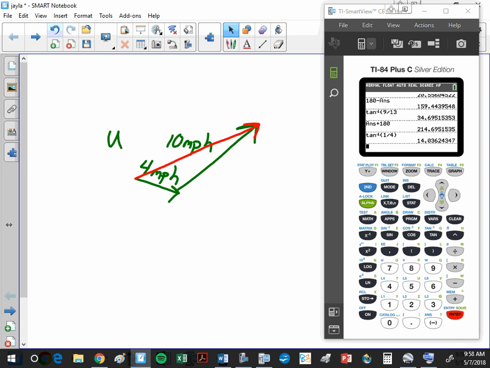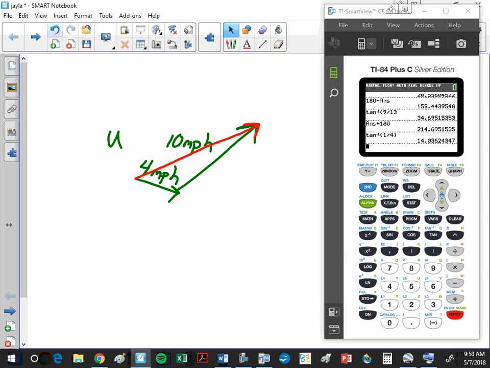Is that airplane flying or that drone flying faster or slower than what you're telling it to fly? Faster. How can you tell? Because, and Pythagorean theorem doesn't apply here, you'd have to do the law of cosines or the law of sines, but that red vector is longer than the original vector.